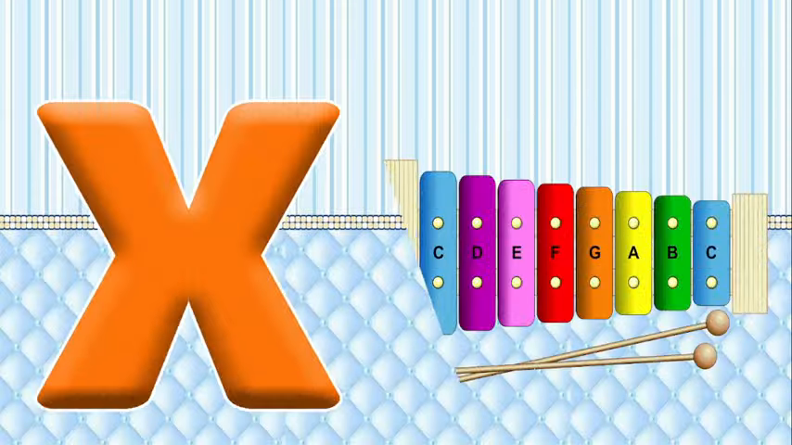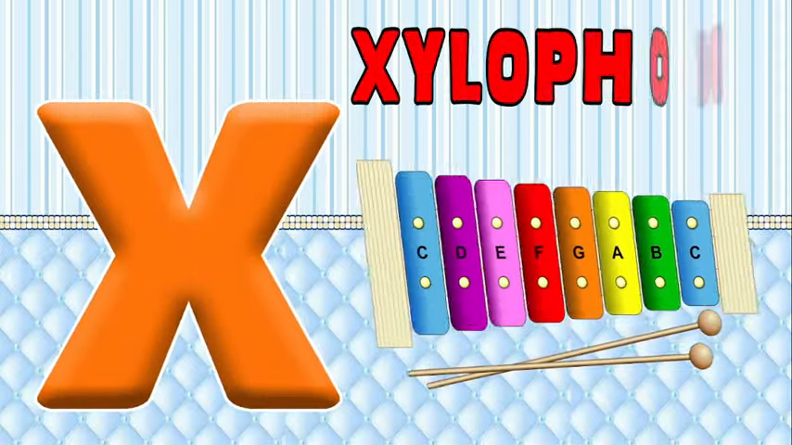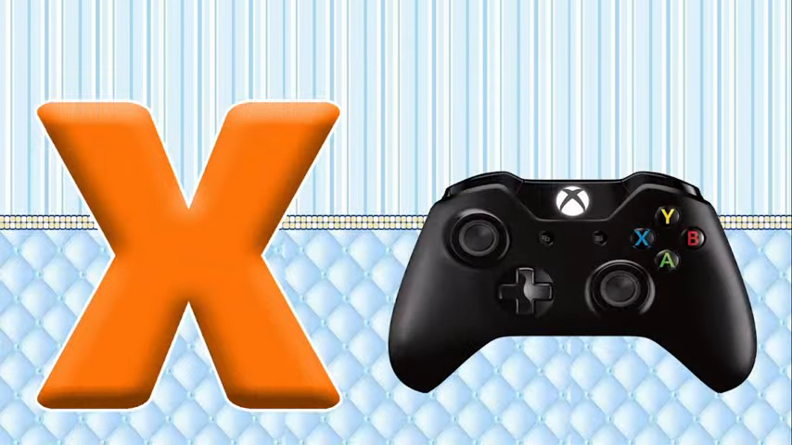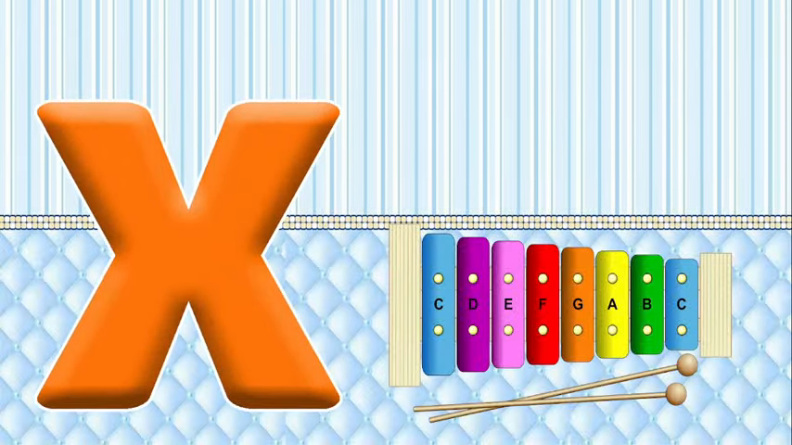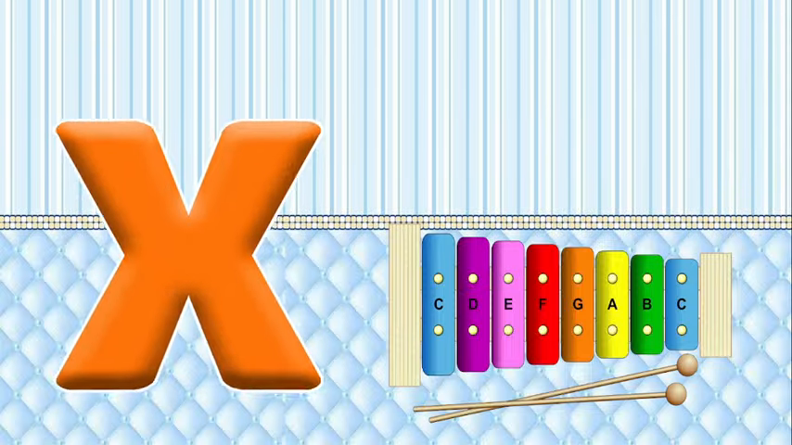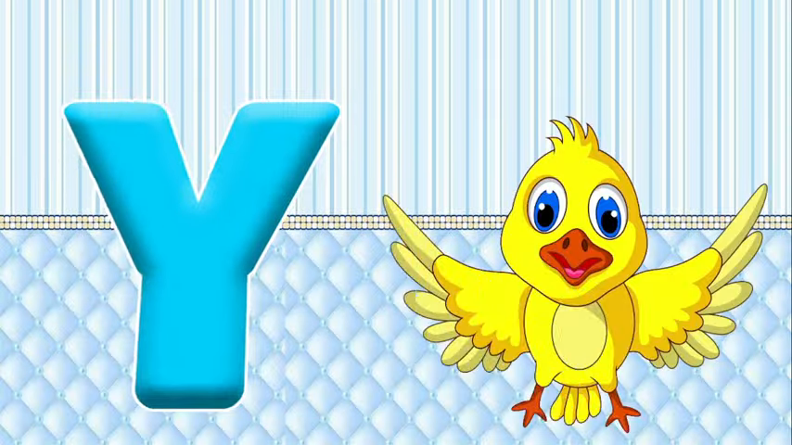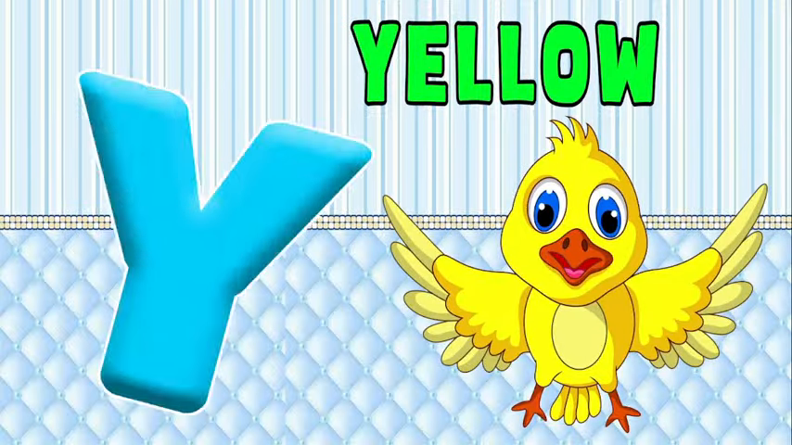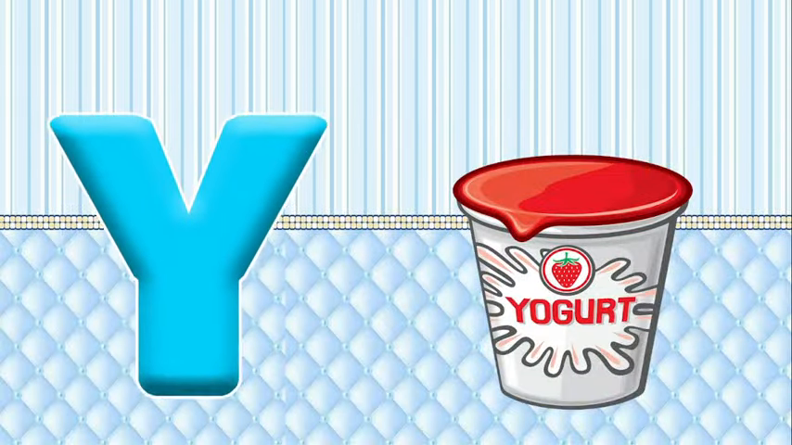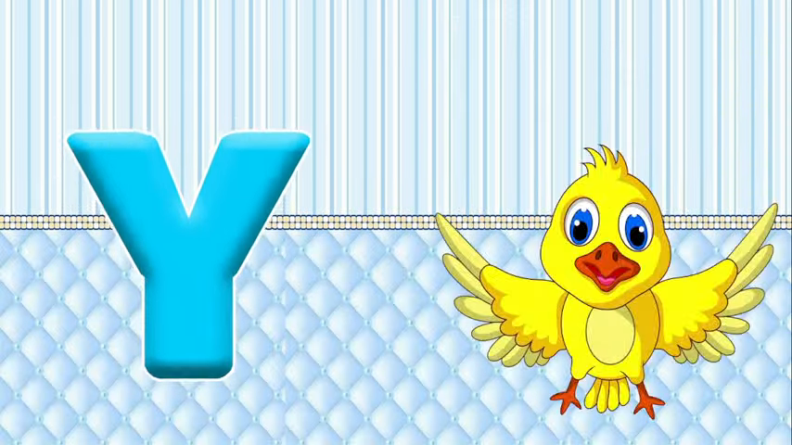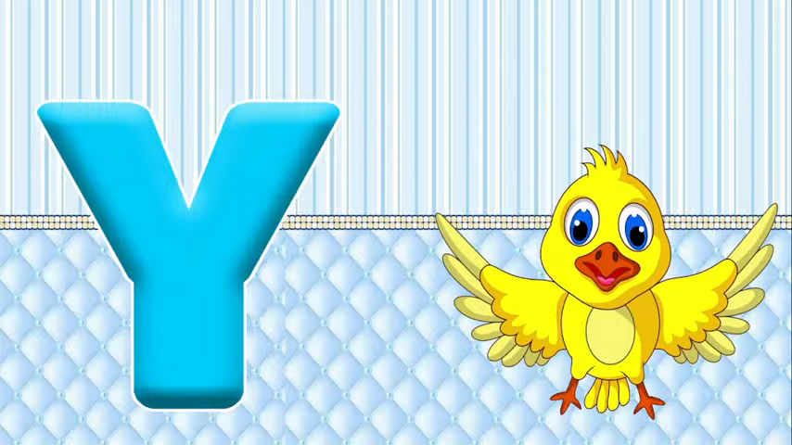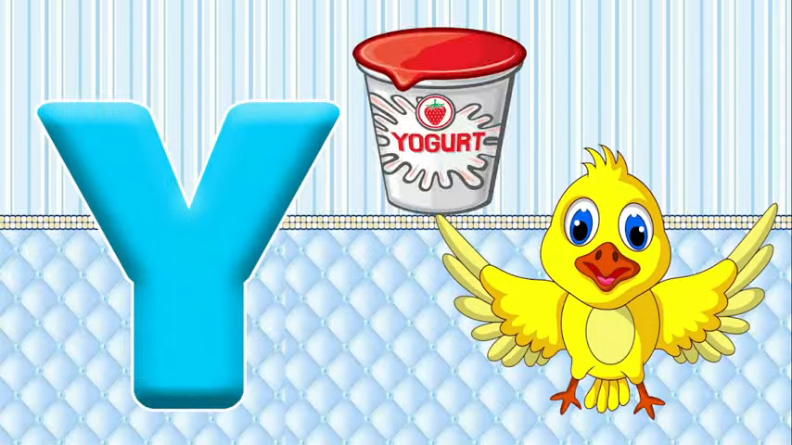X is for xylophone. X, x, xylophone. X is for Xbox. X, x, Xbox. X is for x, x, x, x, xylophone. X is for x, x, x, x, Xbox. Y is for yellow. Y, y, yellow. Y is for yogurt. Y, y, yogurt.